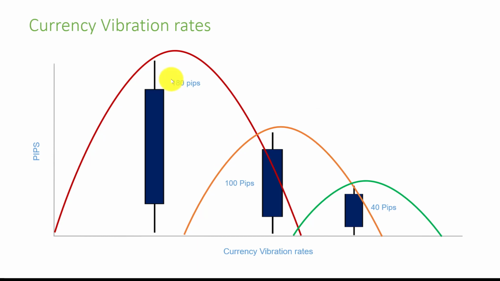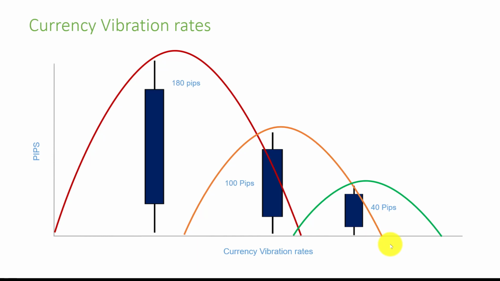On your screen you can see a picture showing the vibration rate of certain currencies. Certain currencies vary in the range that they trade on a daily basis, and here's an example. Here's a daily candle, and this particular currency might have a candle that's 180 pips big. There might be another currency that has a 100 pip candle, and there might be one that has a 40 pip candle, and that's the range that these currencies trade in.